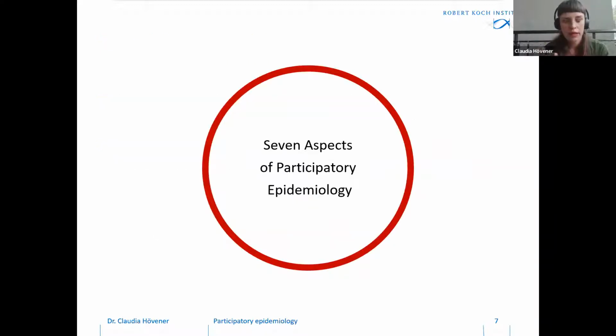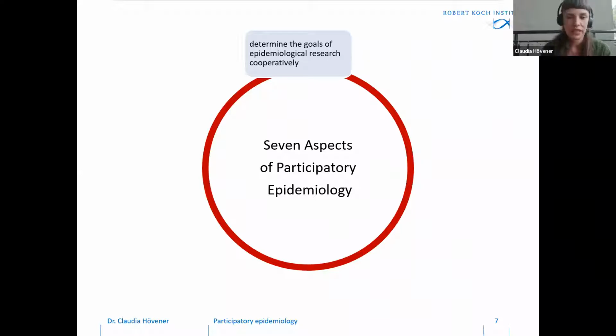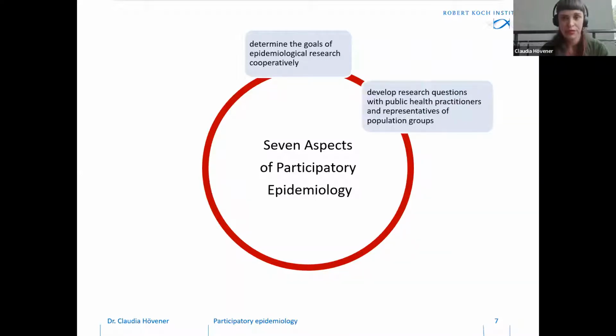So in our research project, we first did, or Mario Bach did this, a literature review, a scoping review that was published, where he found 7 aspects of participatory epidemiology. And these 7 aspects are oriented on the traditional classic research cycle. So first, we determine the goals. That's the first step, but we do this cooperatively and not as researchers by ourselves.